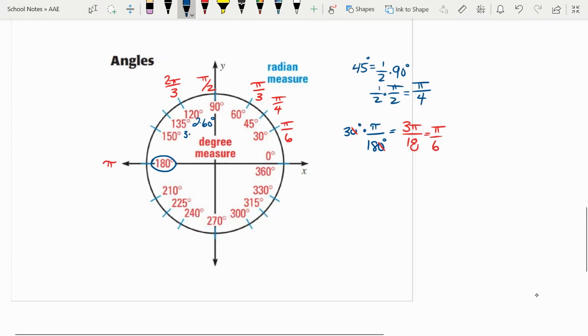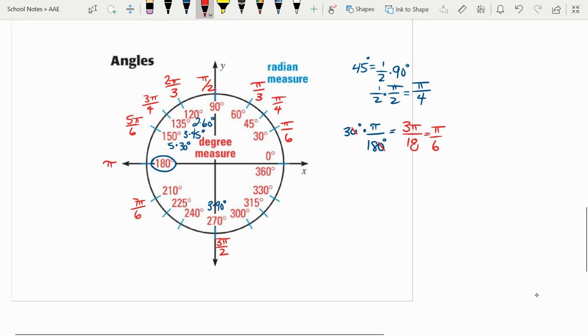135 I can do as 3 times 45. So that would be 3 times pi over 4. 150 we can do as 5 times 30 degrees. So that would be 5 pi over 6. And we can keep going with that throughout. So I'm not going to talk about every one, but this guy we could do as 3 times 90. And again, these can all be multiples. So this guy could be 7 times 30 degrees, so 7 times pi over 6.